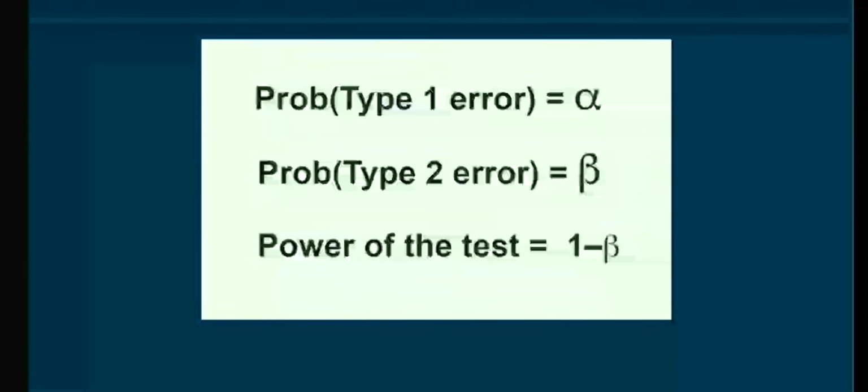We should also mention that the probability of rejecting a false null hypothesis is equal to 1 minus beta. This is the researcher's goal: to reject a false null hypothesis. Therefore, 1 minus beta is called the power of the test. Generally, researchers increase the power of a test by increasing the sample size.